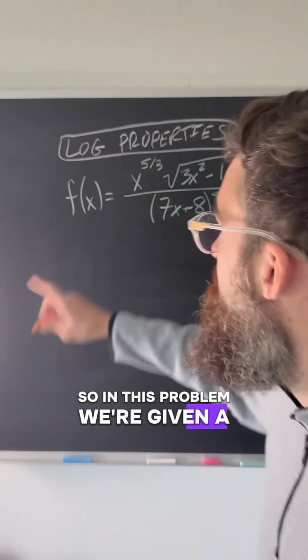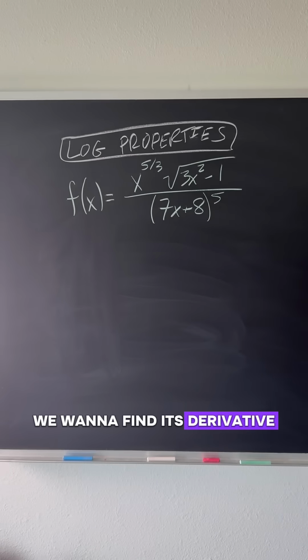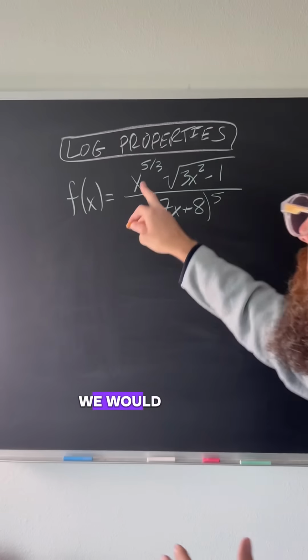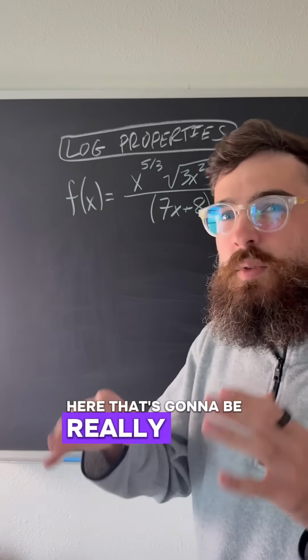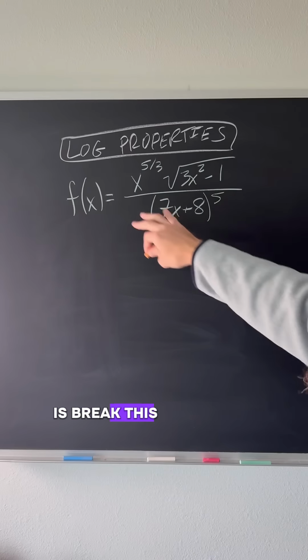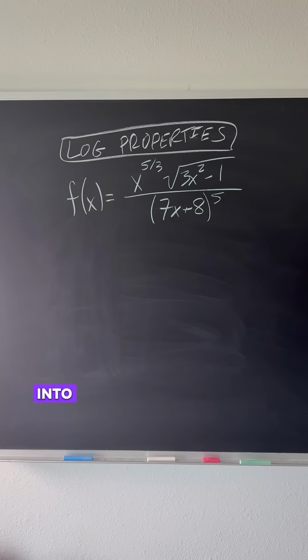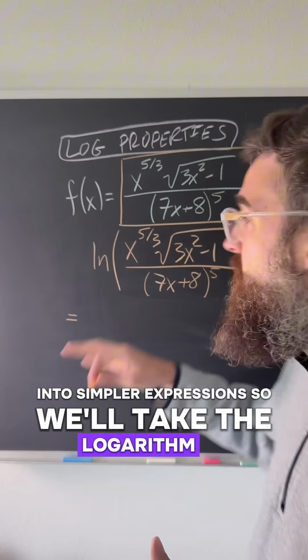So in this problem, we're given a function f of x, and we want to find its derivative. If we know a little bit about derivatives, we would have to apply a product rule and a quotient rule alongside some chain rules here. That's going to be really ugly, and so what we'll want to do instead is break this expression down using logarithms into simpler expressions. So we'll take the logarithm of this expression.